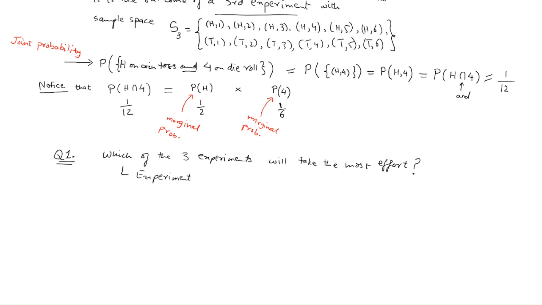Yes, because we have to toss the coin and then we have to roll the die. So we have to do both things. So it's the hardest. Okay, and the sample space will be the largest. Okay, fine, good. Let me ask you question 2.